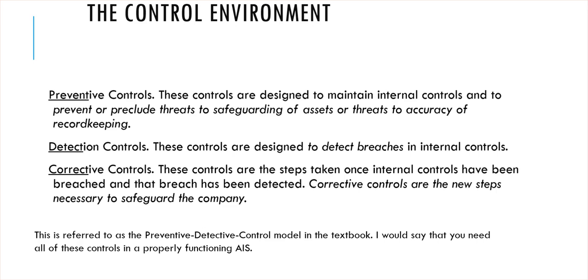A detection control or a detective control is you're acting like a detective and you're trying to figure out why there has been a breach, why your preventive controls did not work properly. So when you have detective controls, you can look at the situation and say, oh, this is why it didn't work. And so if you have detective controls in place, you can figure out why your preventive controls didn't work. It's very confusing, isn't it?